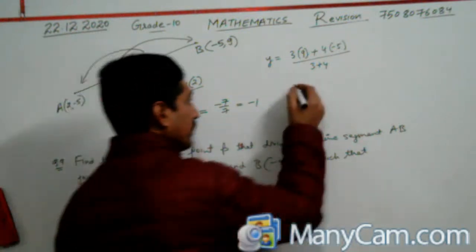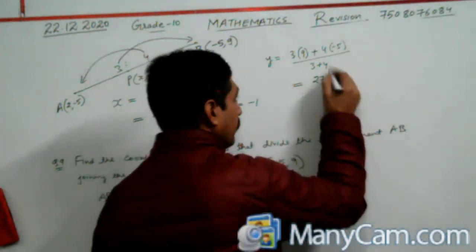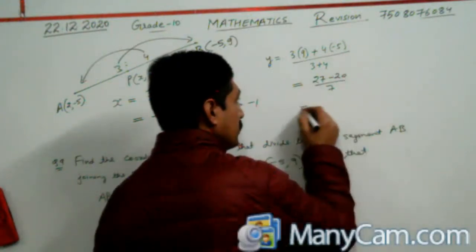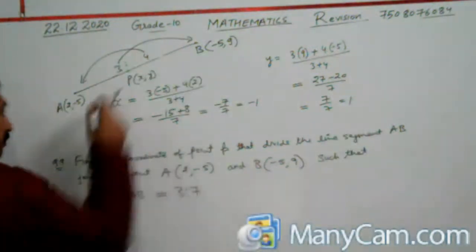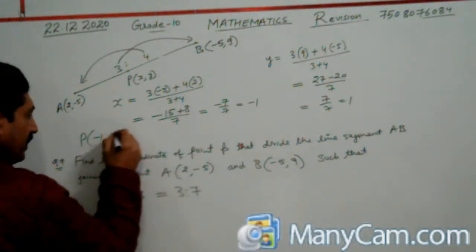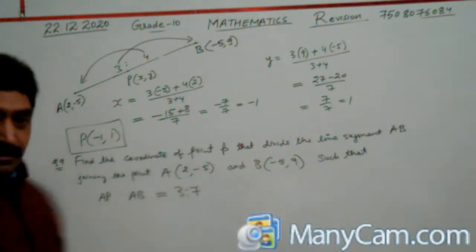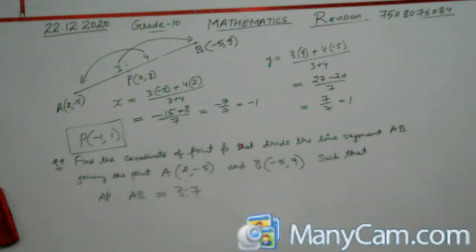And what is y? y is equal to 3 into 9 plus 4 into minus 5, so 27 minus 20 upon 7. So we have 7 upon 7 is equal to 1. So the coordinates of point P are x is minus 1 and y is 1. This is the answer. The coordinates of point P are minus 1, 1. This is about this question.